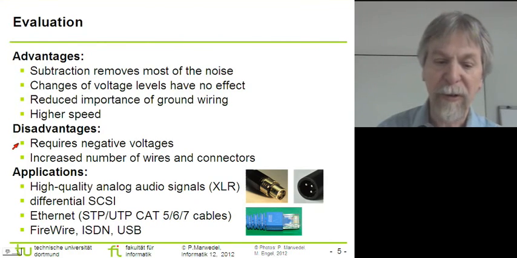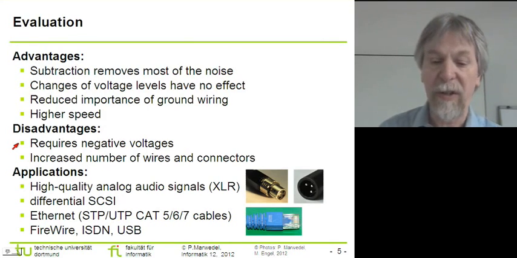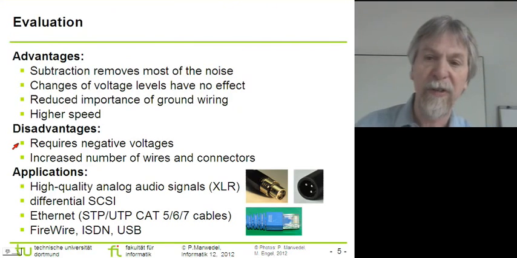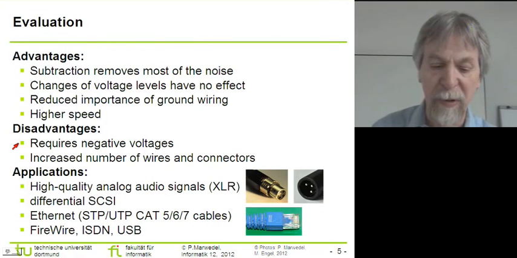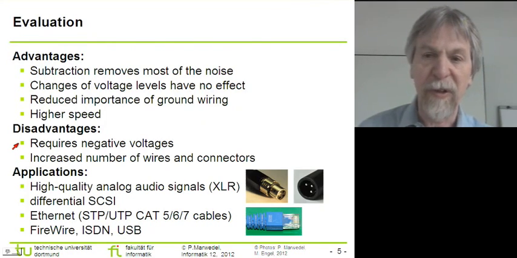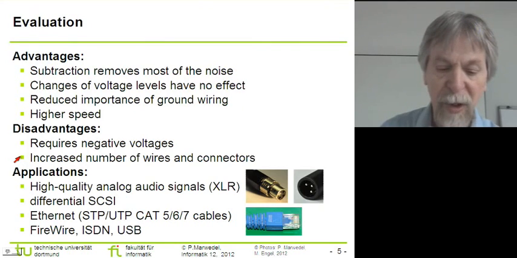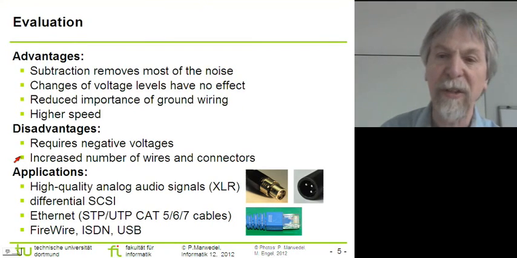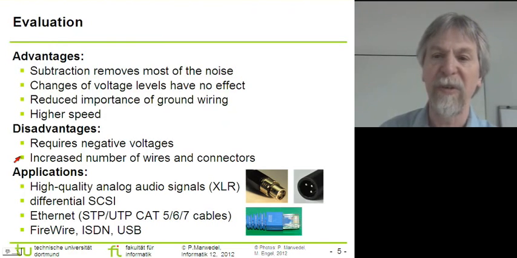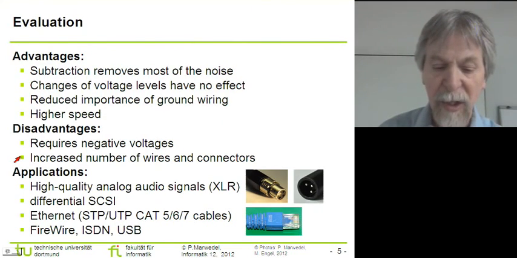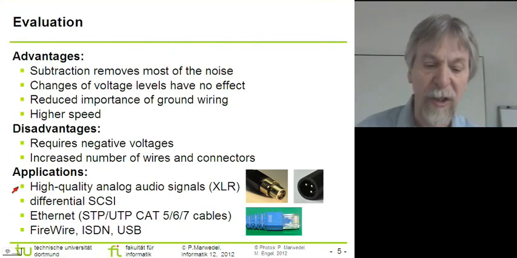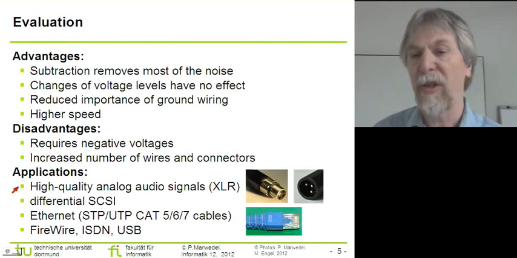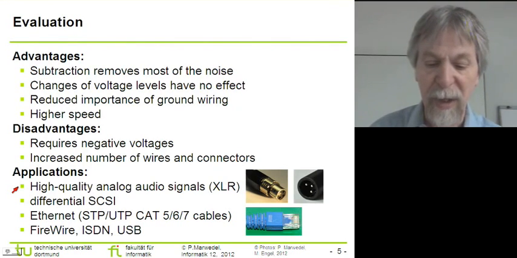There are, of course, also disadvantages. The most obvious disadvantage is that we also need a negative voltage. This requires a more complicated power supply, additional lines for the power supply, etc. So that comes with an increased cost. And then furthermore, obviously, we need more wires and more connectors, which makes these connectors larger, which makes these connectors more expensive. So also that's obviously a disadvantage. But nevertheless, the advantages are very strong, and therefore differential signaling is used in many applications.